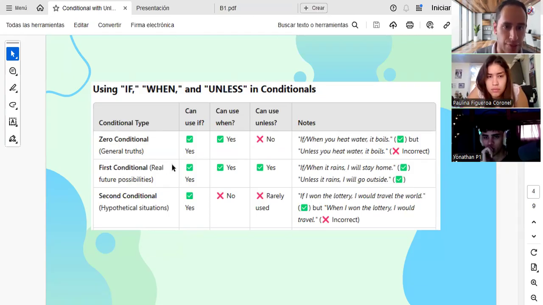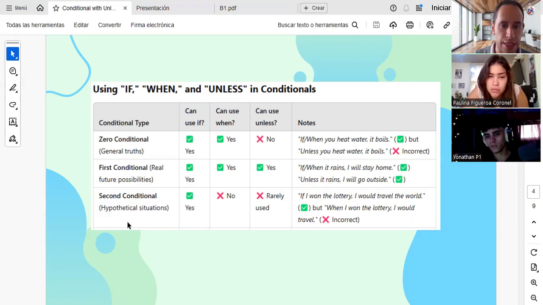Scientific facts or general truths. First conditional, real future possibilities. We can use all of them. You can use if, when, or unless. Let's check. If or when it rains, I will stay at home. Unless it rains, I will go outside. Remember, a menos que llueva, yo iré afuera.